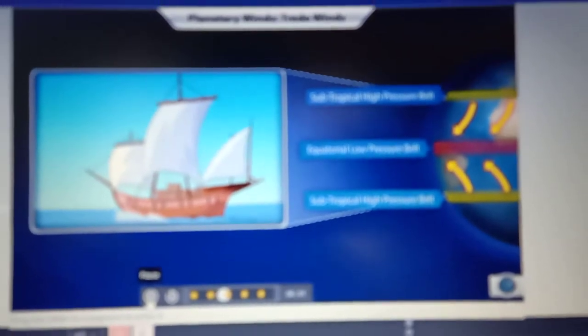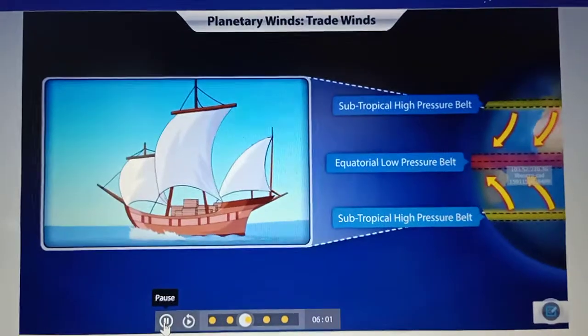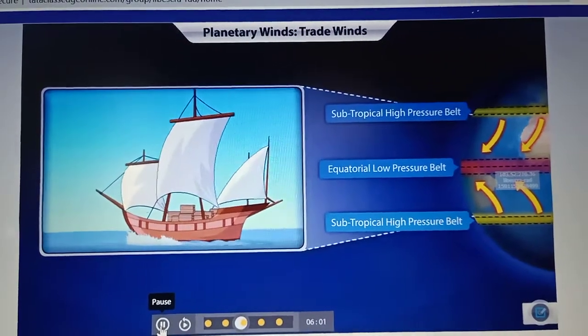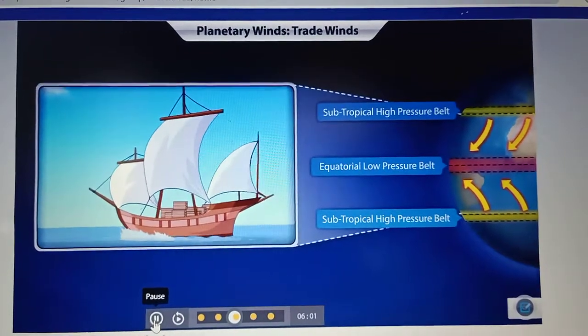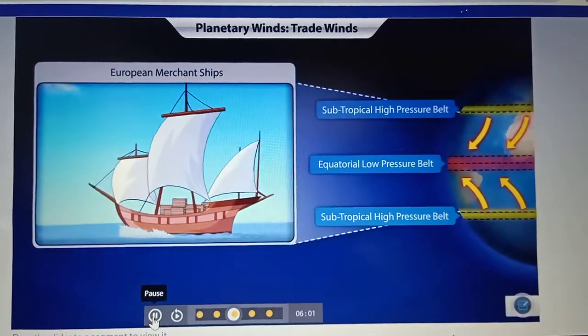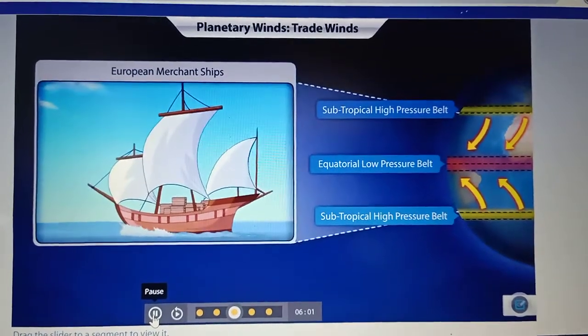Trade winds get their name from the Old English word trade, which meant a path or track, since these winds blow with regular strength in a fixed path. Thus, these winds were useful for the European merchant ships when they sailed westwards.